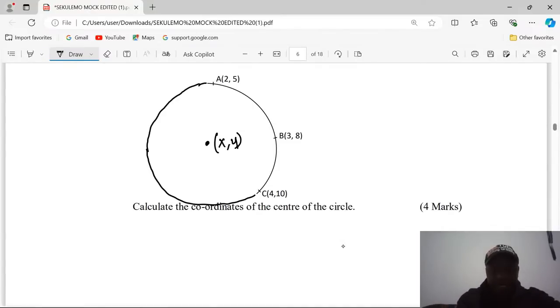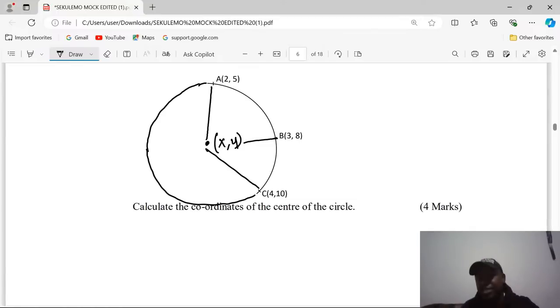I know there can be several opinions on how to solve this question. When we look at the distance, as long as point A is on the circumference of the circle, then the distance from A to the center is also the same as the distance from B to the center. It's also the same as the distance from C to the center. All those distances are equal.